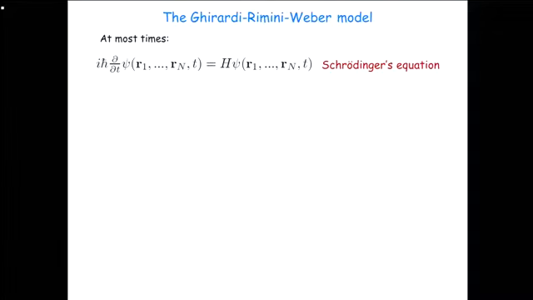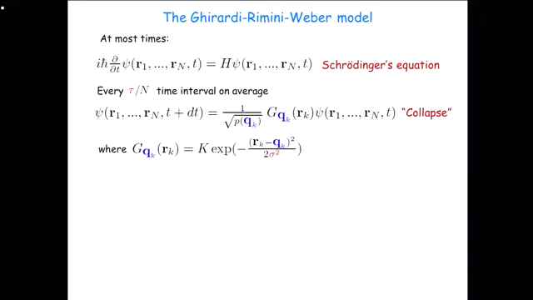So the idea is the following. Basically, at almost all times, the wave function, which is all there is according to these sorts of models, just evolves according to the standard Schrodinger equation. So here I'm imagining I've got n particles, and I'm just representing it in the configuration representation. And now, every once in a while, so every period tau, on average, a given particle collapses. Okay, so if I have n particles, then it means that on average, every period tau over n, one of those n particles collapses.